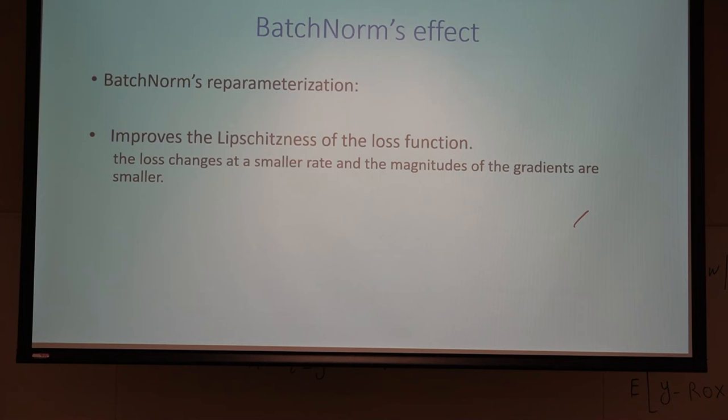And the claim of this paper is that batch norm improves the Lipschitzness of the loss function. Improving the Lipschitzness means that f(x1) minus f(x2) divided by x1 minus x2 becomes smaller. It means that after applying batch norm, the gradient is bounded with an L which is smaller than the case where we haven't applied batch norm.